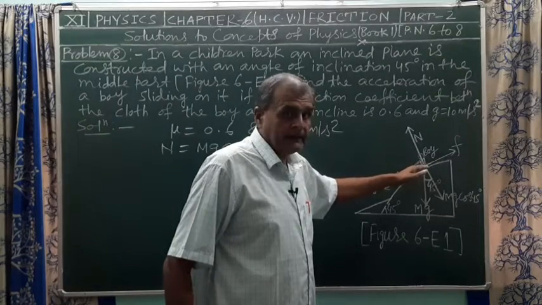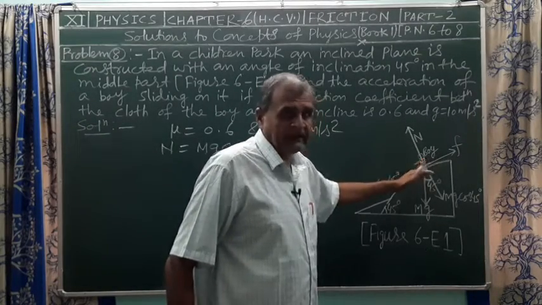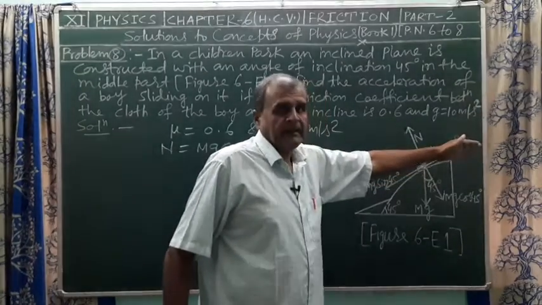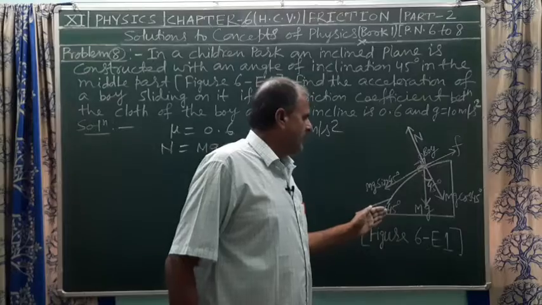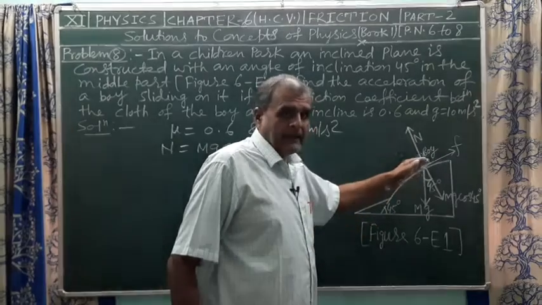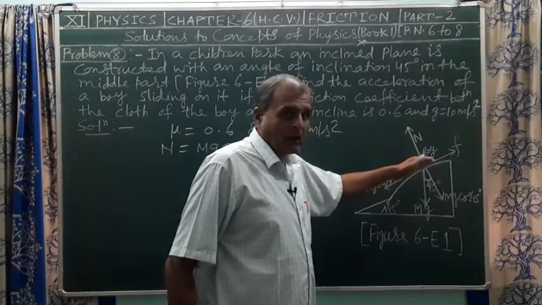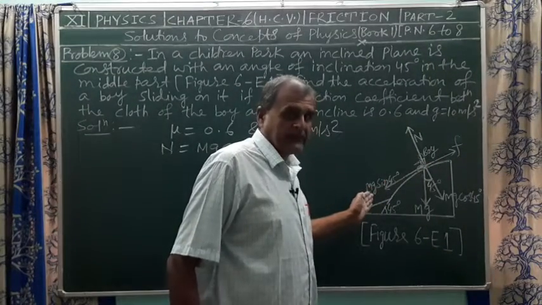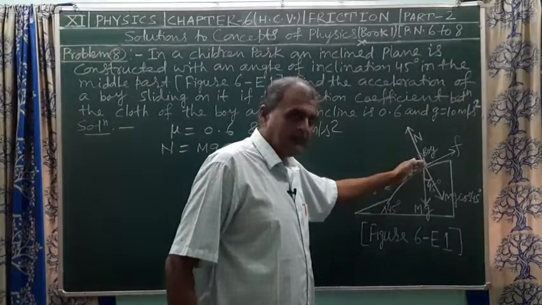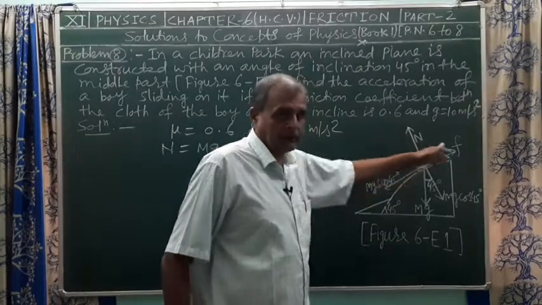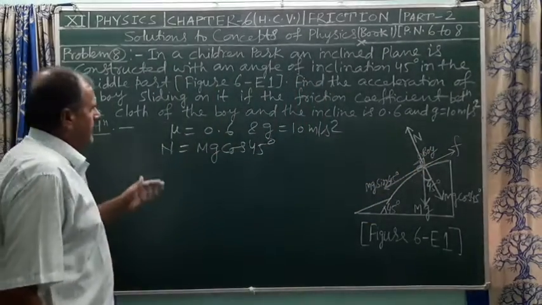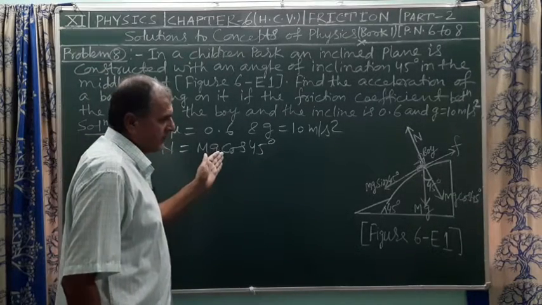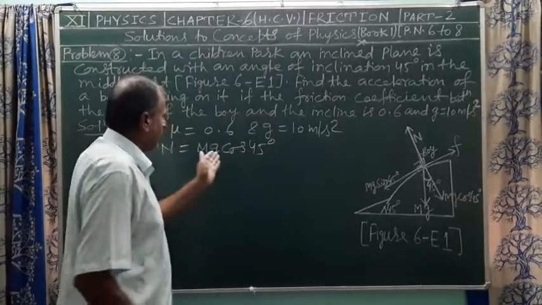उस बॉय एंड इंक्लाइन प्लेन के बीच का जो फ्रिक्शनल फोर्स है वह अपवर्ड डायरेक्शन में एक्ट करेगा, जो कि बॉय का डाउनवर्ड डायरेक्शन में स्लाइड करने का या जो अप्लाइड फोर्स है mg sin 45 डिग्री, बॉय के वेट का अदर कंपोनेंट, उसका अपोज करेगा. So since N balances, normal reaction of the inclined plane balances the vertical component of the weight of the boy, mg cos 45 degree.